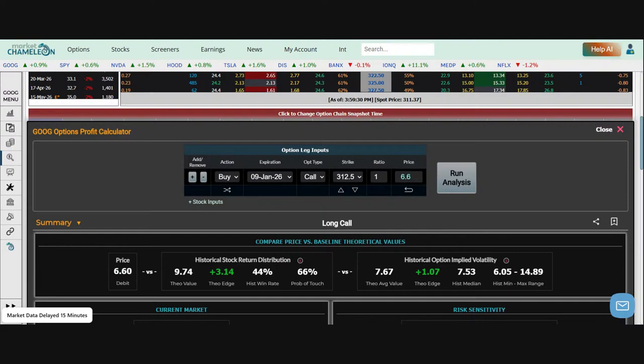So now we get a sense that it's not that unusual for this option to be worth more than 660 based on the historical data, given today's strike, the stock, and how much it has to increase.